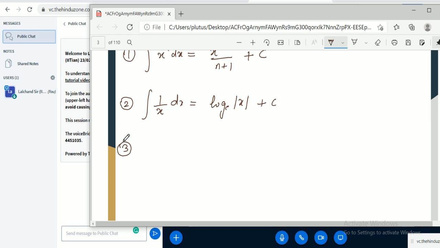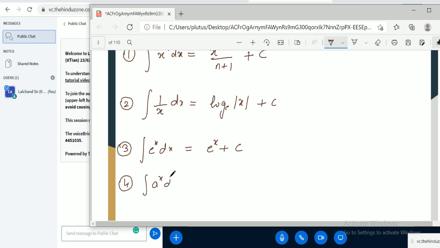Third, what is the third formula? Do you know? e to the power x into dx. So what is the integral of e to the power x dx? This is always the same, whether we differentiate this function or integrate it. So the integral of e to the power x will be e to the power x plus c.